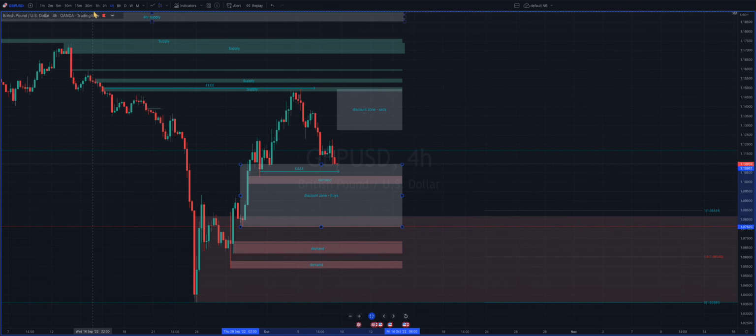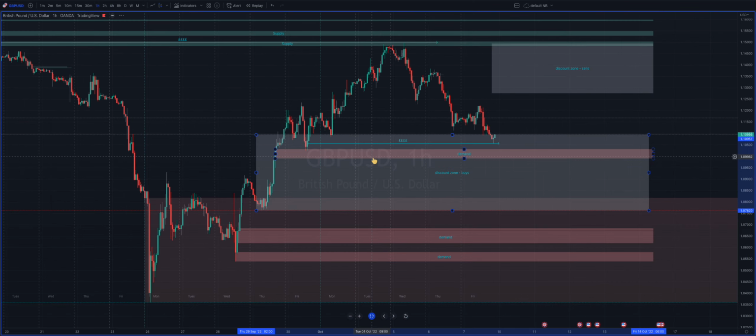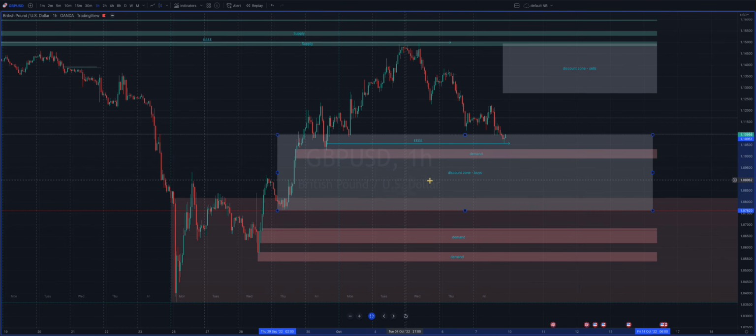Okay, that's the logic. When we look at where we are in terms of 1 hour, we can see demand within the discount zone, supply within the discount zone here. There's also supply sitting up here. So we can effectively, on the lower time frame, mark supply here as well. We'll use this.